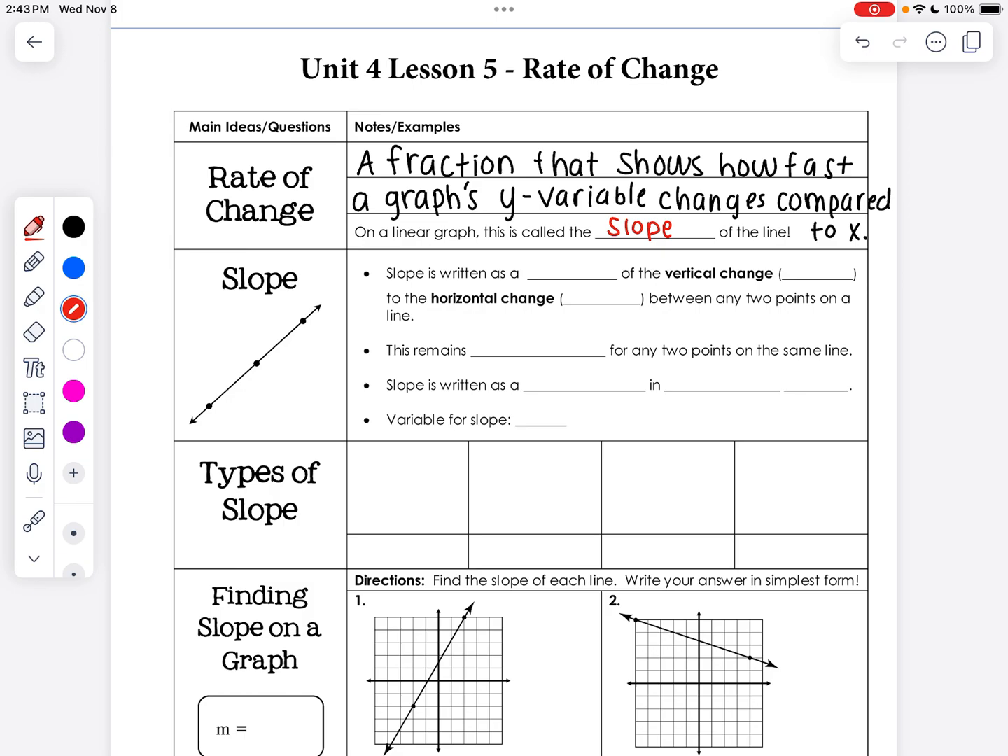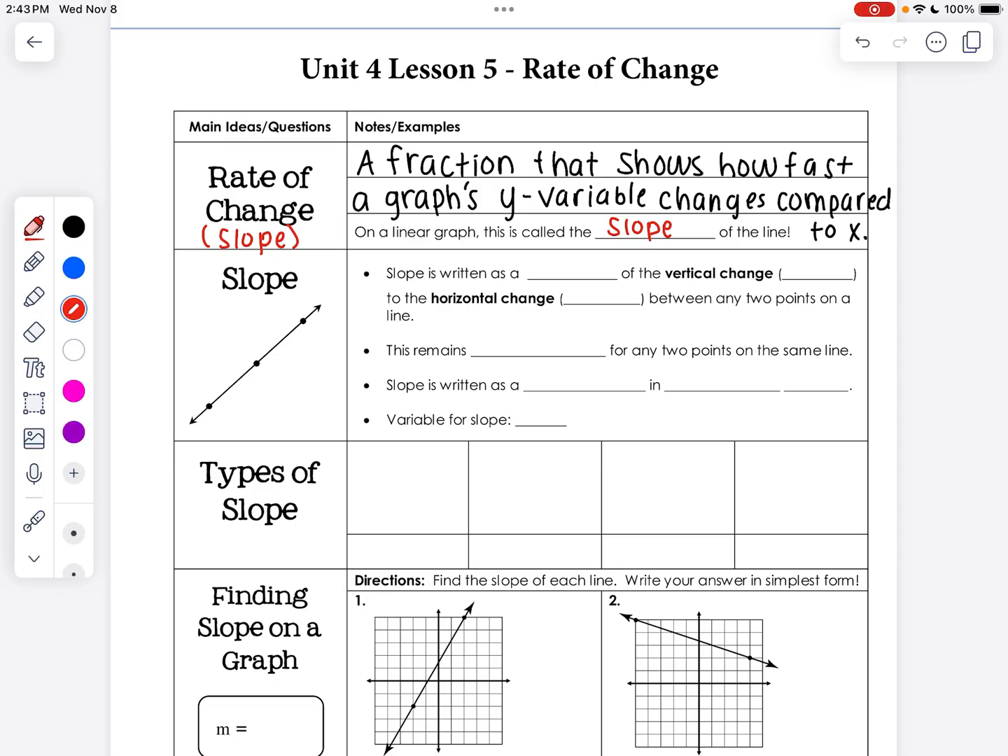So the first thing we're gonna go over is rate of change. If you could pause the video and just write down what I just wrote down. The rate of change is essentially the slope. So we can even write slope here, okay? It's a fraction that shows how fast a graph's y variable changes compared to x. So remember with slope, change in y over change in x is the slope, which is also rise over run. So we're going to talk about that in this lesson.